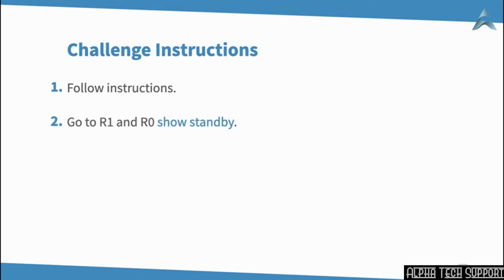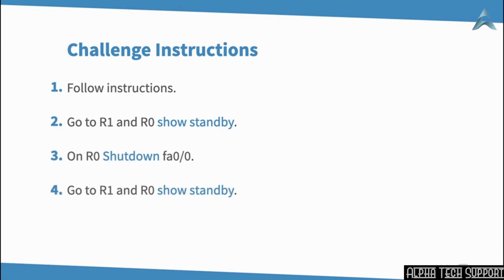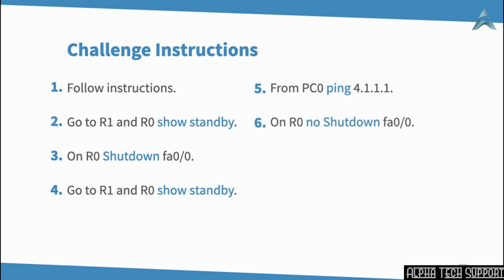You'll go to Router 1 and Router 0 and show standby. Then on Router 0, you'll shut down FA0/0. On Router 1 and Router 0, you'll show standby again, and then from PC0, ping 4.1.1.1. On Router 0, issue a no shutdown to bring the interface back up, and then on Router 1 and Router 0, you'll show standby.